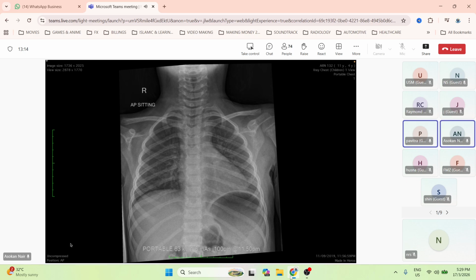Okay. So you notice the steeple sign, or looks like a champagne glass. Champagne glass like that. All right. It just means that the trachea is narrowed, so there's inflammation of the trachea, and that's typically seen in what disease?